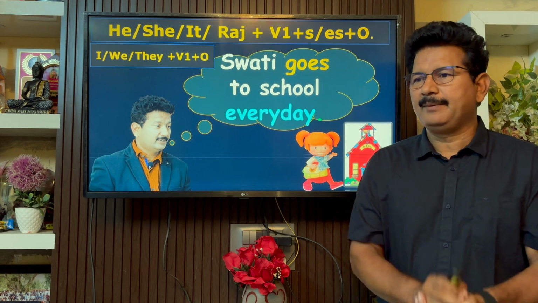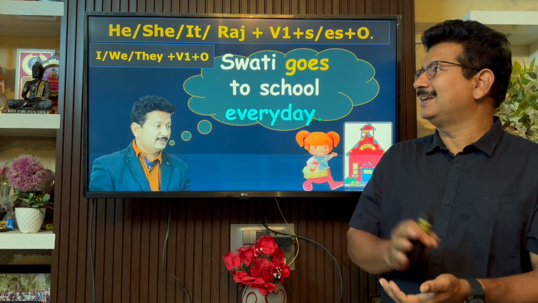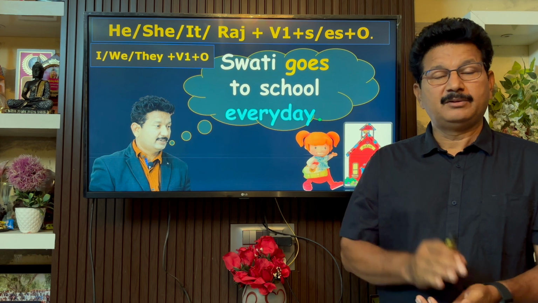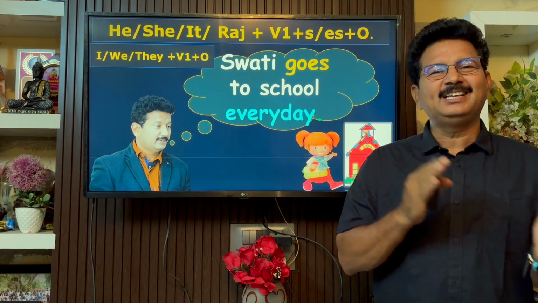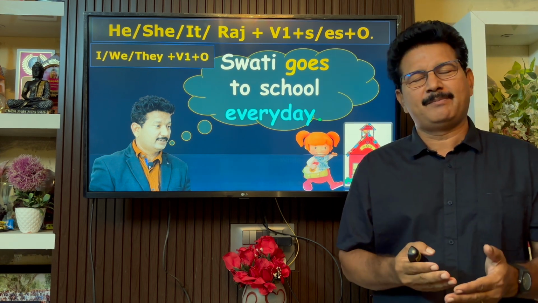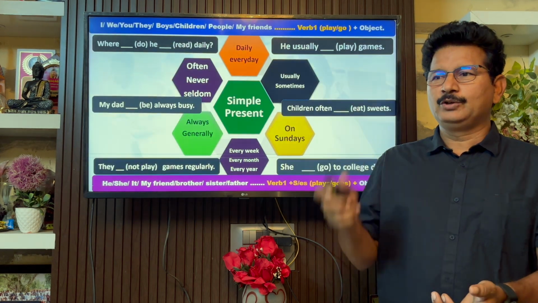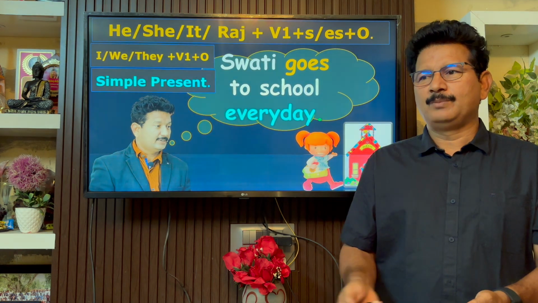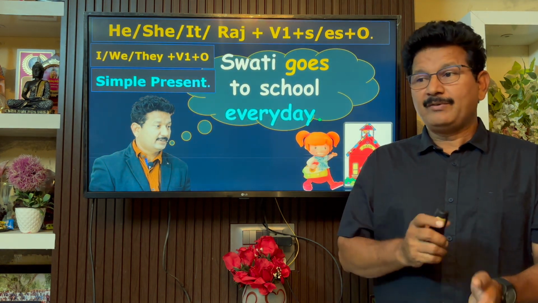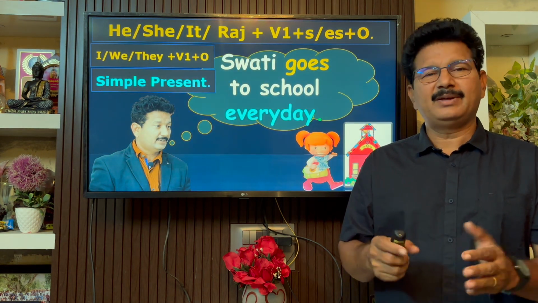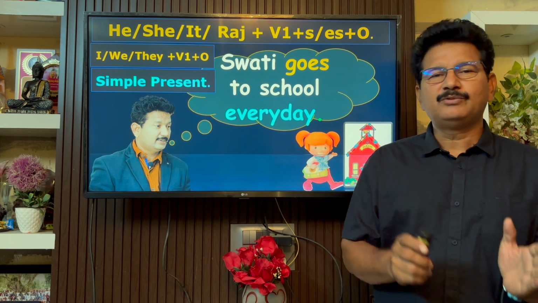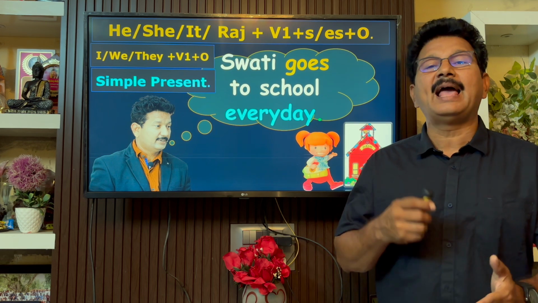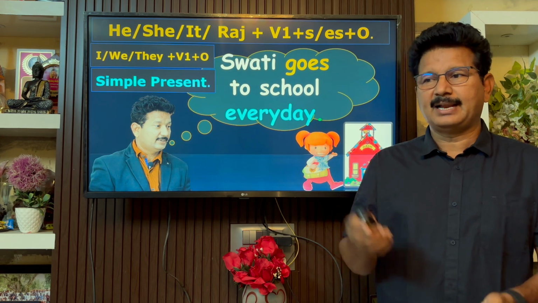school every day. So now you can look at the sentence pattern. You should be very careful with the sentence pattern: if it is he, she, it, or my friend, or my mother or brother, you have to use subject plus V1 plus object, so V1 plus S or ES. Whereas for I, we, you, they, it will be V1. So now the sentence is Swati goes to school every day. Right? That is the keyword.